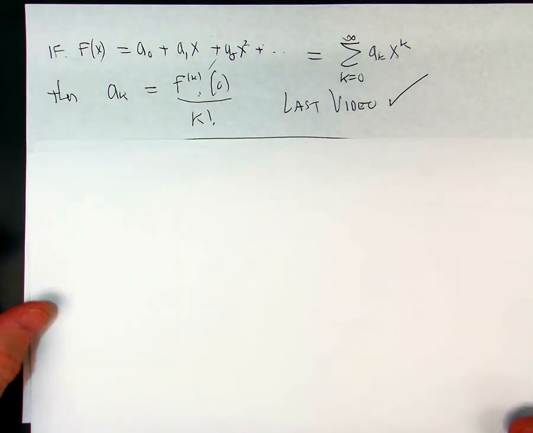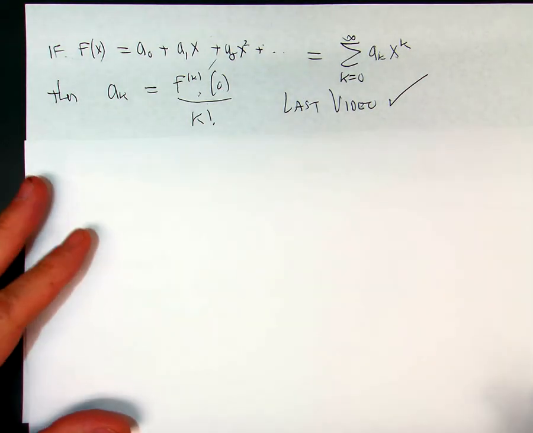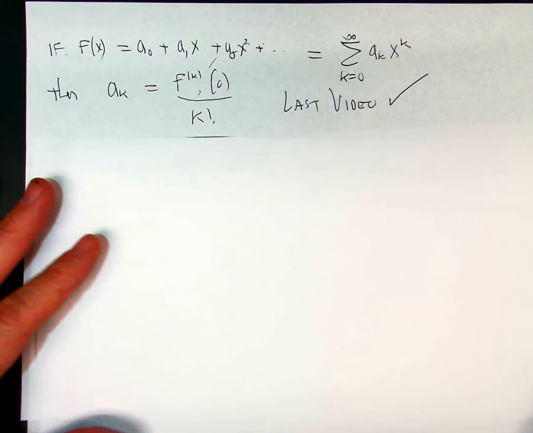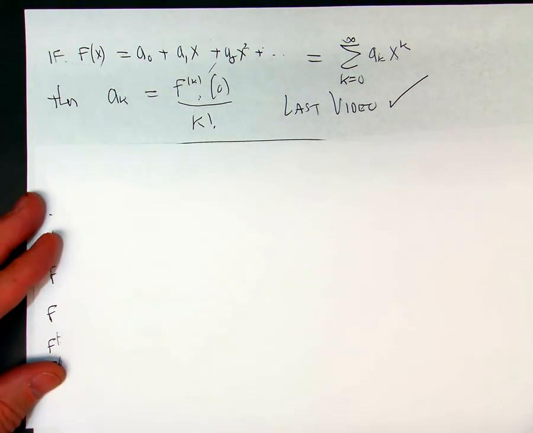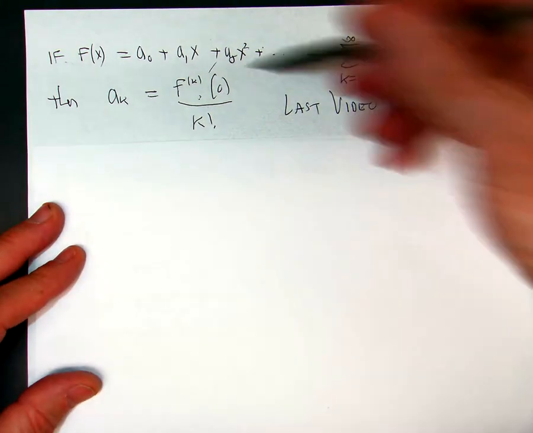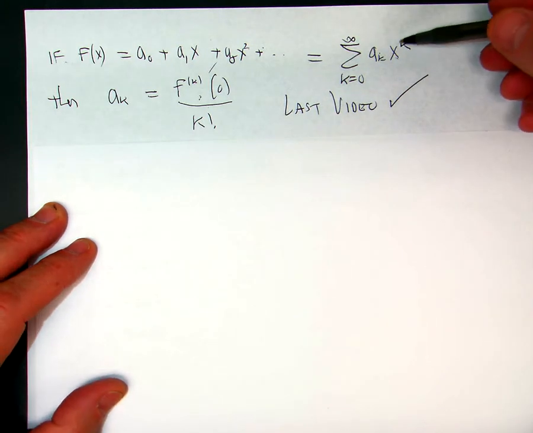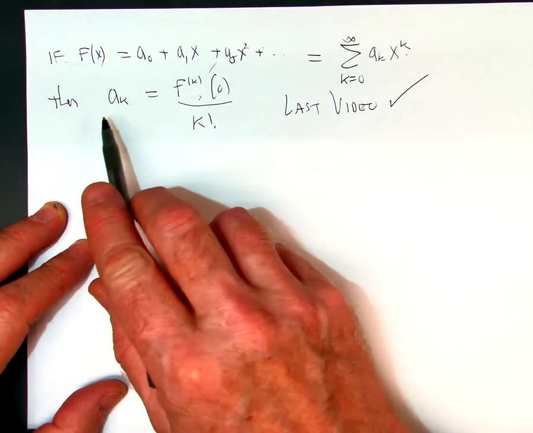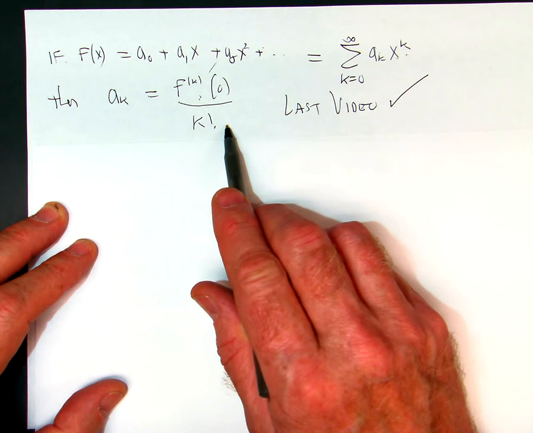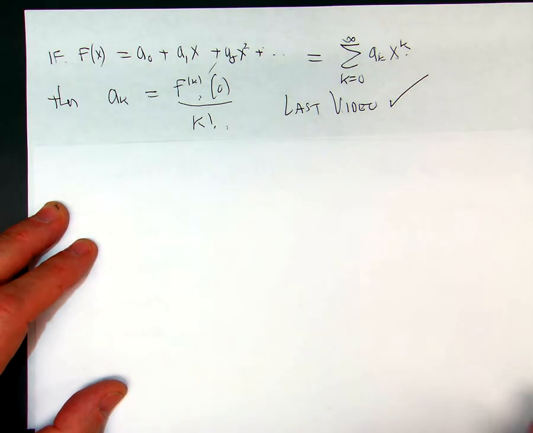Well, here we are, the next to last video. We're going to find the cosine series in this video. I gave that as a sort of assignment in class. Now, if f of x is a power series of this form, then ak is equal to this. That's our formula. We did show that in the last video.